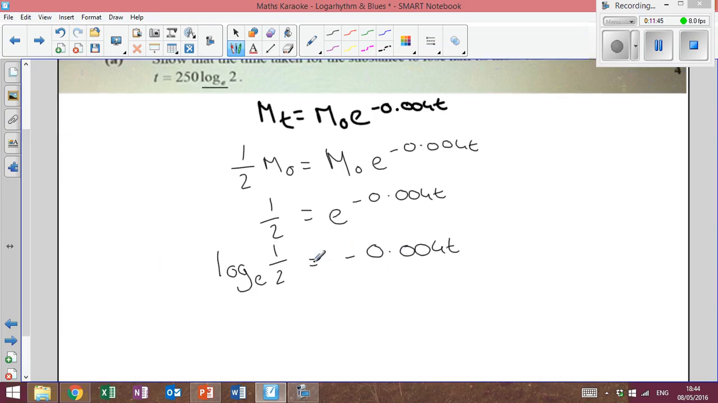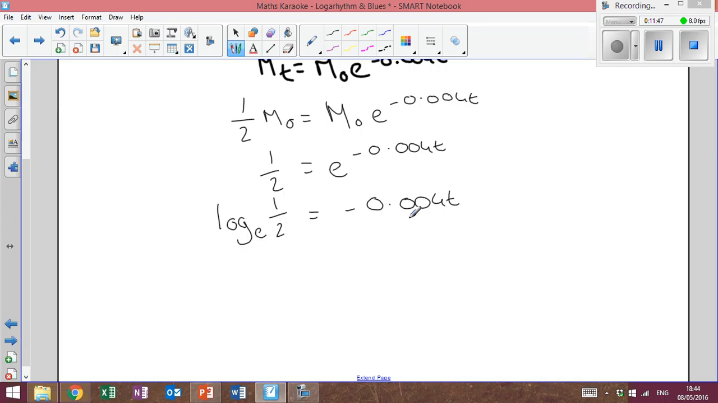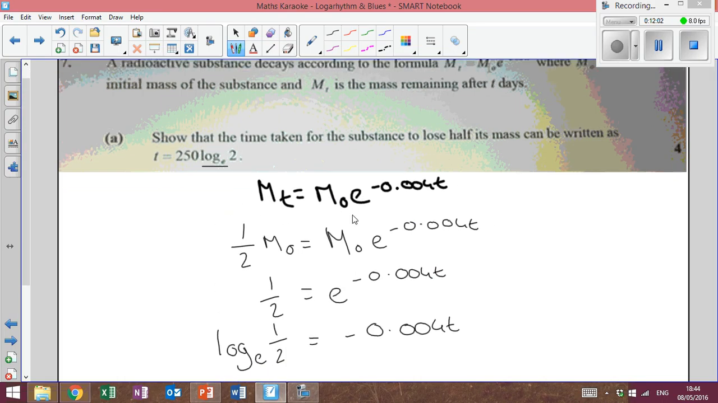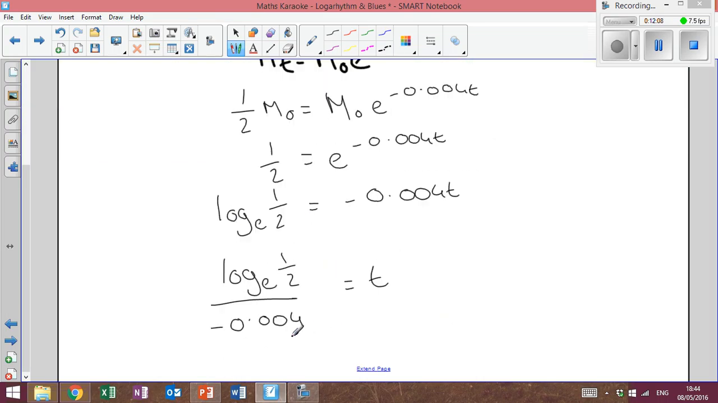The next thing is to divide by negative 0.004. So you're doing log to the base e of a half divided by negative 0.004 is equal to t. Okay, so that's our first steps. And now what we're going to do is try and make it look like it's 250 log 2 to the base e. So a couple of things we need to do. Firstly, this 0.004 is actually the same as 1 over 250.